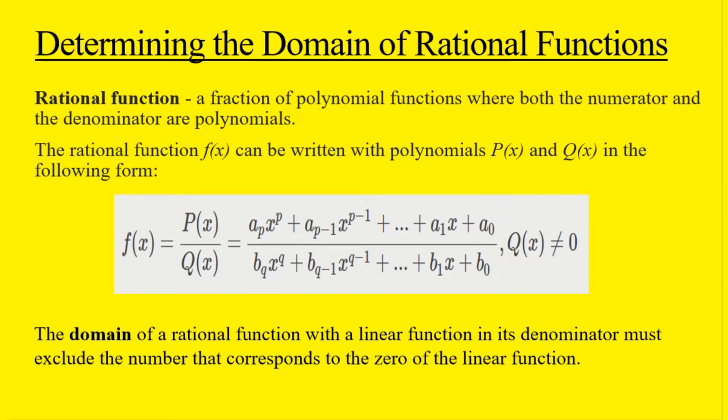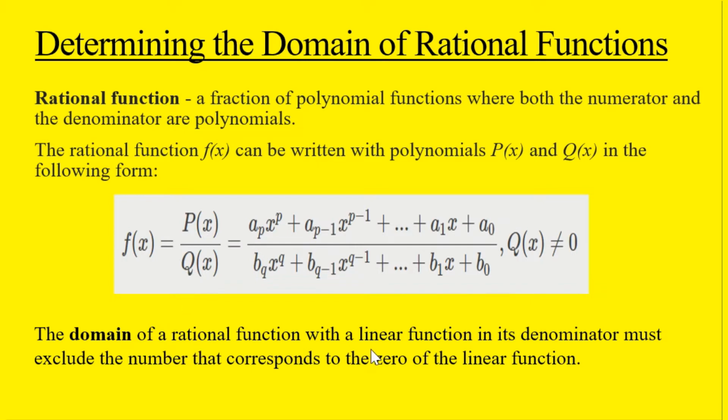So let's first consider determining the domain of rational functions. When we speak of rational functions, we just mean a fraction of polynomial functions where both the numerator and the denominator are polynomials. Let's suppose we have a rational function f of x, then it can be written in terms of two polynomials, p of x and q of x, as the following. If we have p of x as our numerator and q of x as our denominator, then we can write our polynomial out as what we've seen before, where the leading degree of p of x is p, and the leading degree of q of x is q. So anytime we have a polynomial over a polynomial, we just mean that's a rational function.